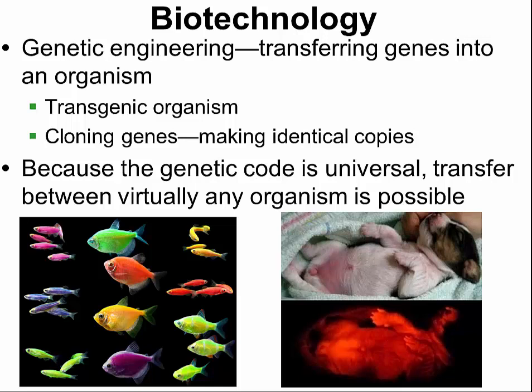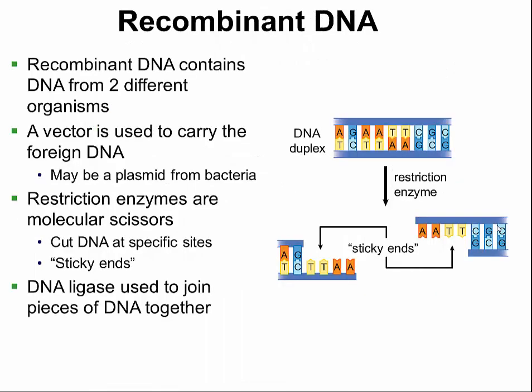Genetic engineering is possible. The creation of transgenic organisms specifically is possible because the genetic code is universal. As we've talked about before, there's no difference in the DNA in the jellyfish, the fish, the dog, humans, plants. The genetic code is universal, and so we can easily transfer genes from one organism to another. Cloning genes refers to the process of making identical copies of these genes, and we'll talk about cloning genes next.